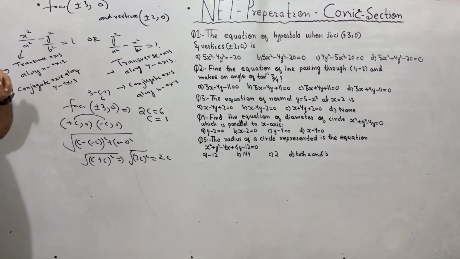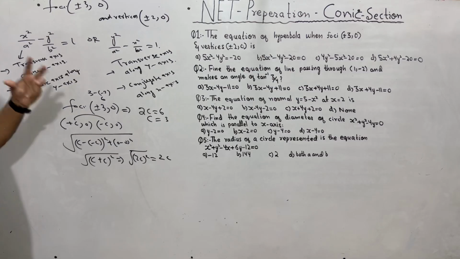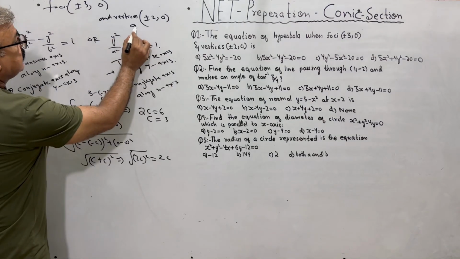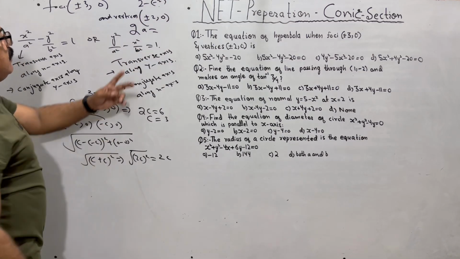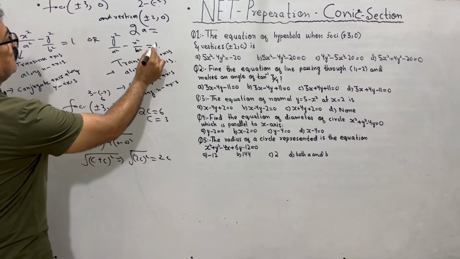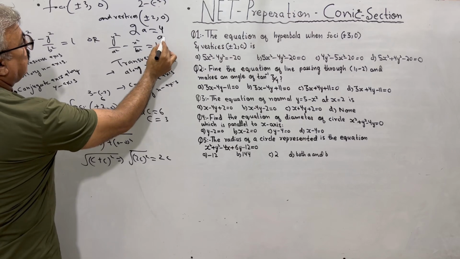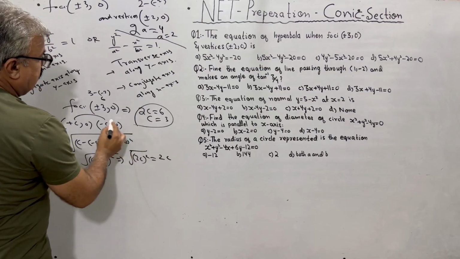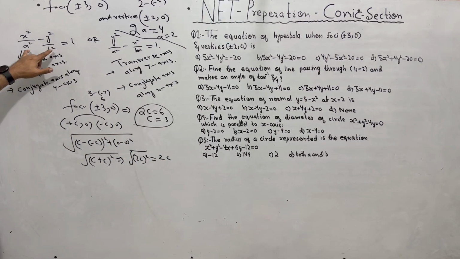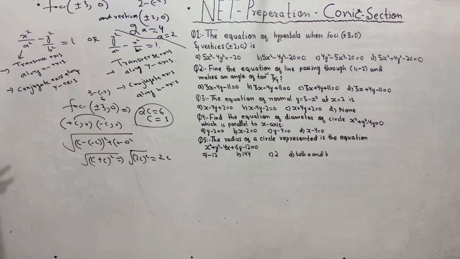Vertices: the distance between vertices is 2a. 2a is equal to 2 minus minus 2. On applying the distance formula, you will get 4, and a is equal to 2. So a is equal to 2 and c is equal to 3. We need the values of a and b to write the standard equation of the hyperbola.